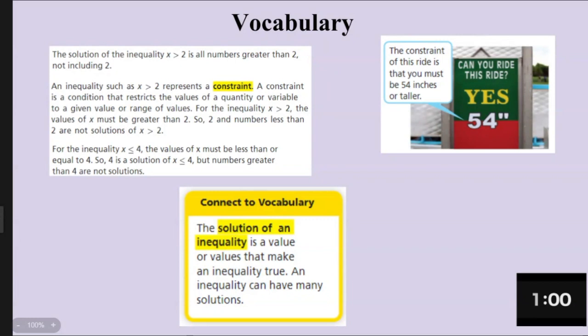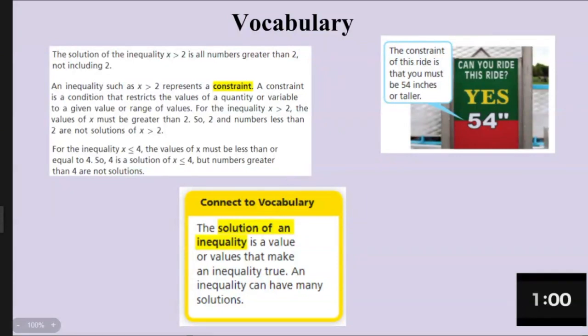So let's take a look at this picture to the right. It says the constraint of this ride is that you must be 54 inches or taller. So let's express this as an inequality. Take a second to read the condition again, identify the constraint, and then represent this with an inequality statement. So I'm going to pause the video.